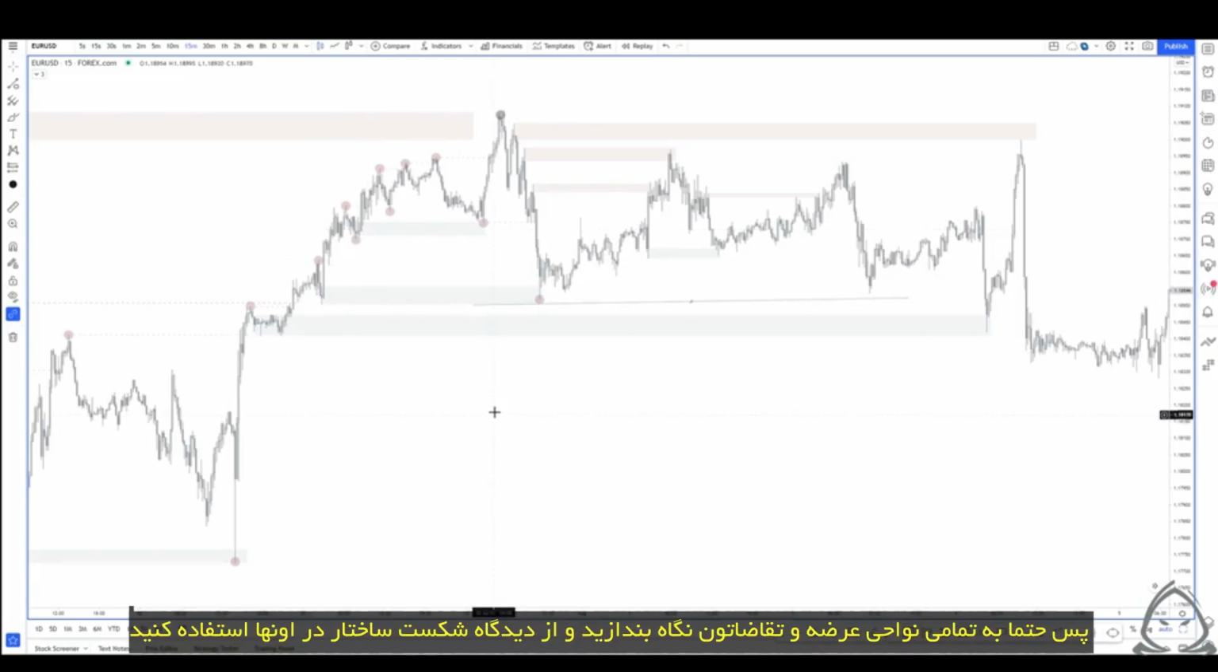So definitely take a look at all of your supply and demand zones and apply the break of structure methodology to those zones.